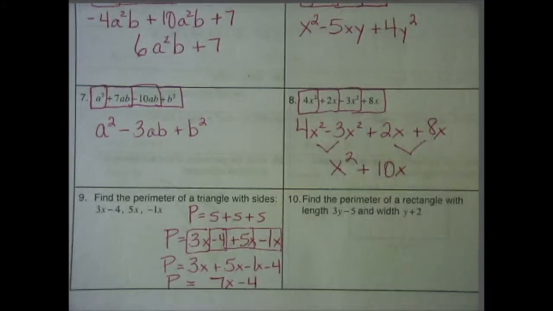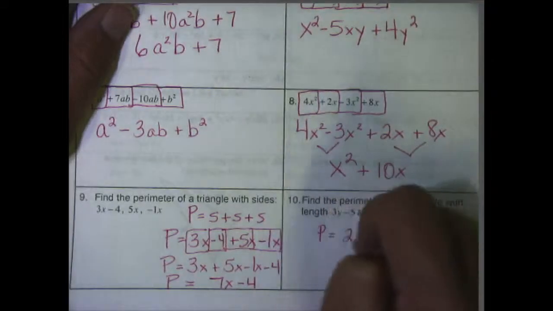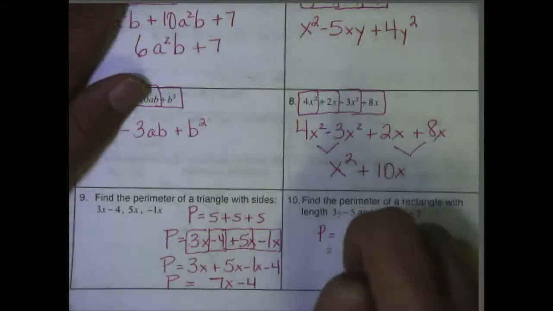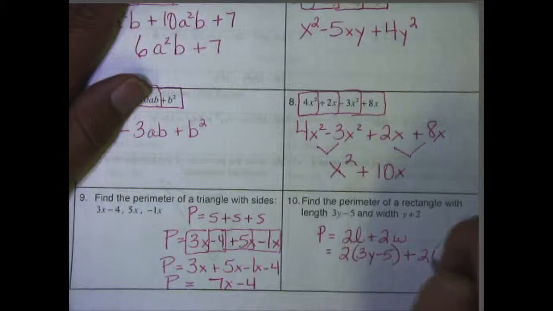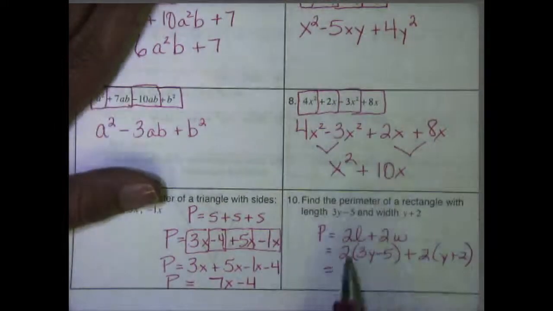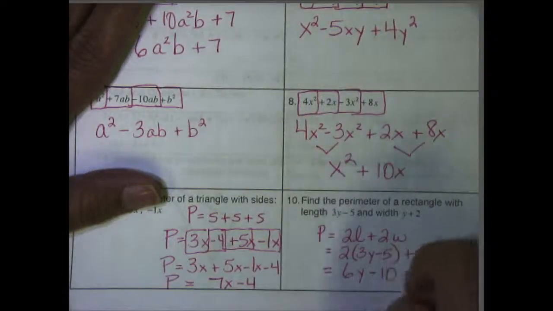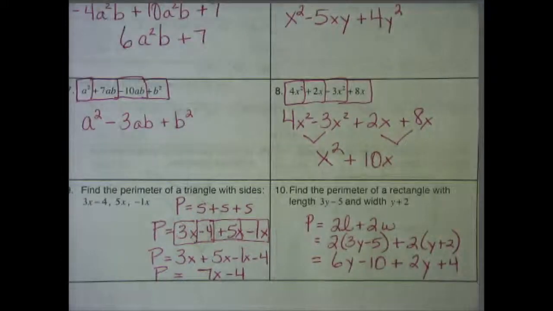Number 10, find the perimeter of a rectangle with length 3y minus 5 and width y plus 2. Remember that the perimeter of a rectangle is 2 times length plus 2 times width. Once you have that, then you can substitute in 2 times 3y minus 5 plus 2 times y plus 2. And then use your distributive property. 2 times 3y is 6y. 2 times negative 5 is negative 10. Plus 2 times y is 2y. 2 times 2 is 4. And now you're at the point where you can do your combining.